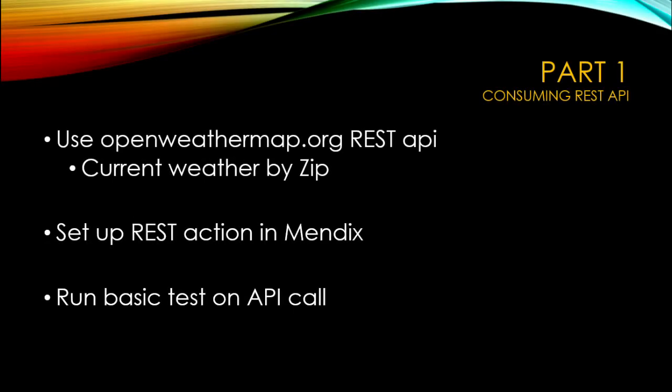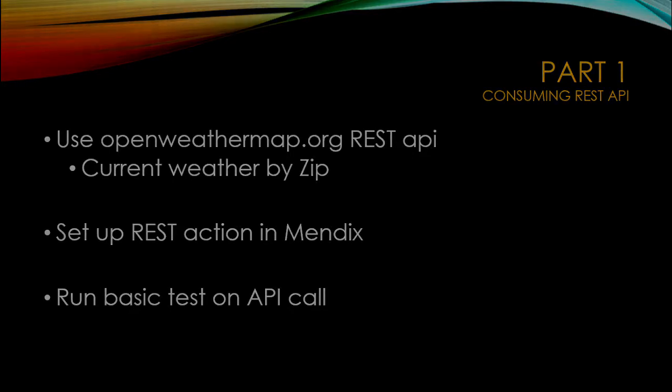Hey all, so for part one of this tutorial, Consuming REST API, we'll be taking a look at the openweathermap.org REST API to get some really cool weather data, specifically by zip code. We'll be setting up a really simple REST action inside a Mendix project, and then we'll run a basic test on that API call just to make sure we're getting the right data, that it's set up properly, and then we'll take it a bit further later on in the video. So let's get started.